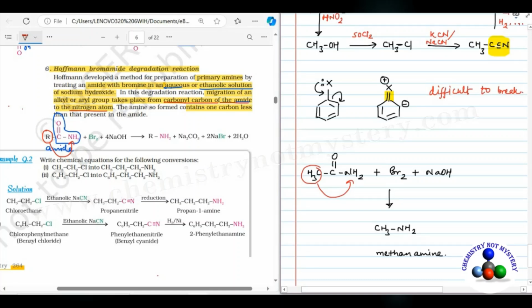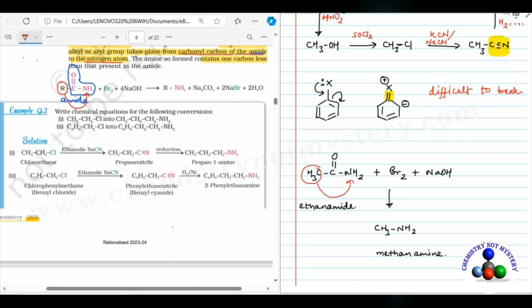And it is formed from ethanamide. In the starting material, there were 2 carbon, while in the end product, there is just 1 carbon. That's why this reaction is named as degradation reaction.